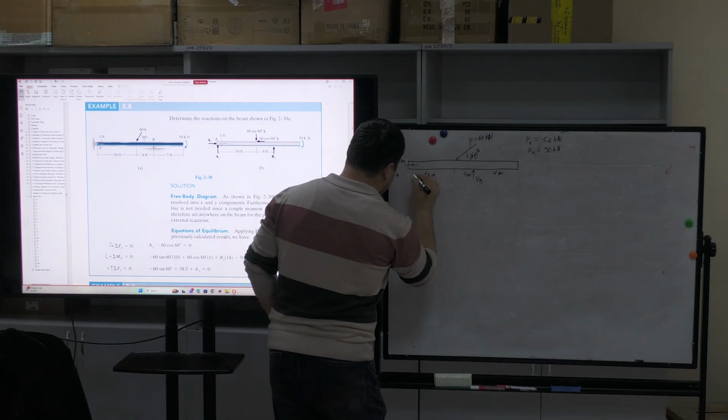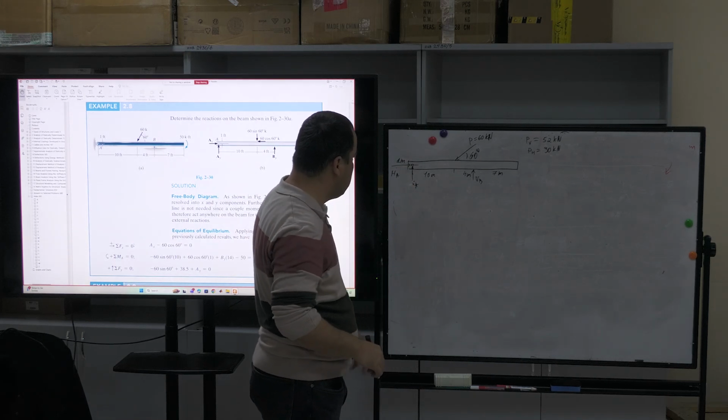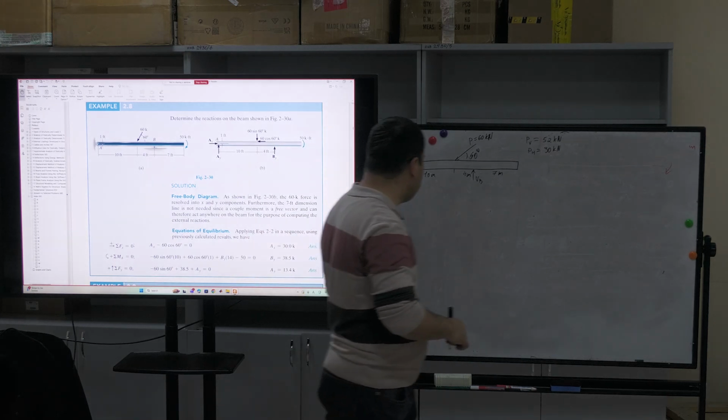My force is acting on this point. The horizontal one is also acting on this point, exactly that point, not another point. We have a thickness that already exists.